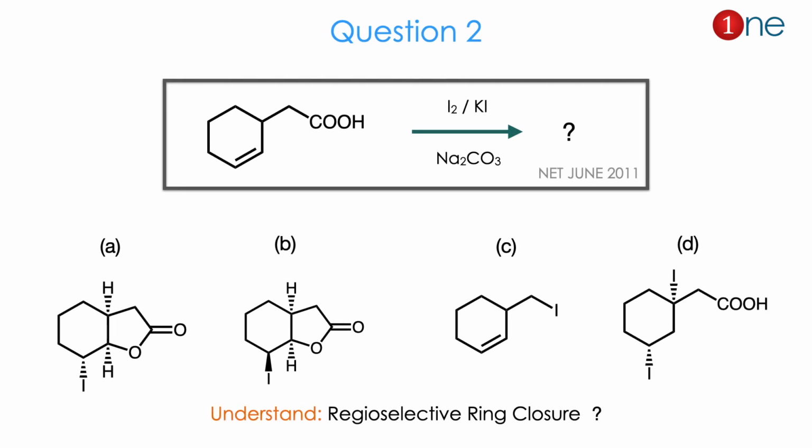Then question number 2. The starting material is a cyclohexane with an alkene, and you have an acid in the side chain. You are using iodine, KI and sodium carbonate. Here 4 choices are given. The products are ring closed and ring open reactions. For the ring closed one, the question is the position of hydrogen and iodine: whether the ring and hydrogen are in syn form, or the ring and iodine are in trans form, or simple CO2 elimination and iodine attachment, or the iodine attachment on the alkene. So there are 4 possibilities. From the reactant to product, you might think of a regioselective reaction, most probably ring closure here. The answer is A. Let us see how.